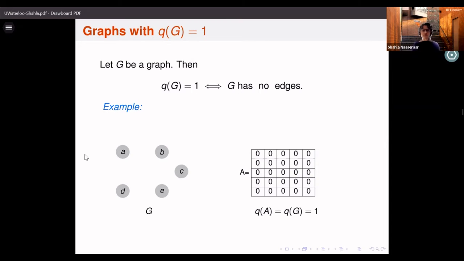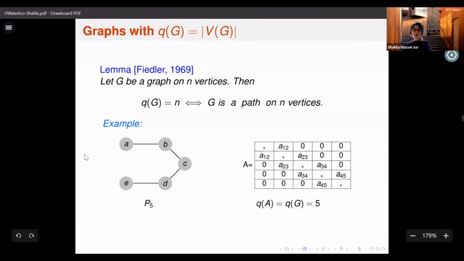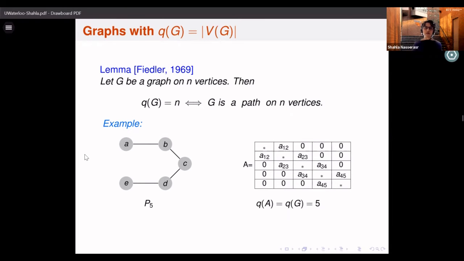So that's a characterization for the case of Q equals 1, where we don't have any edges. So that case is trivial. The other extreme case is already answered as well by Fiedler, and that is Q equals n. In other words, all of the eigenvalues are distinct if and only if G is a path on n vertices. So these two extreme cases are known.